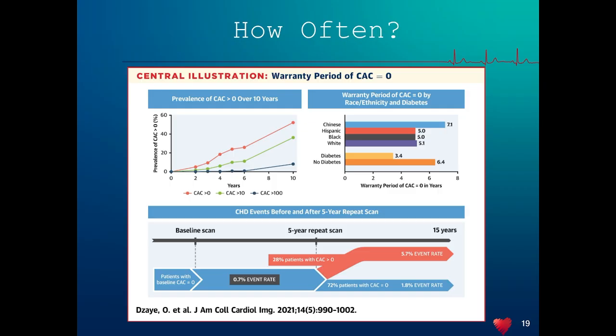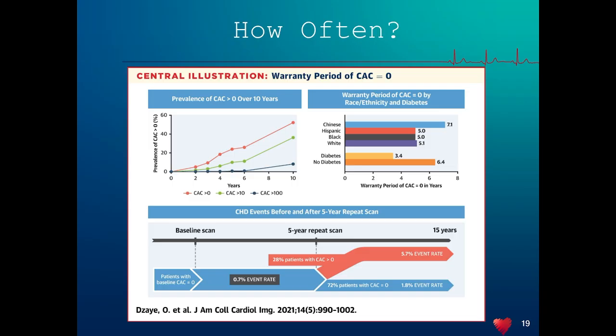This is mainly about whether we should repeat the test if someone's calcium score is 0. The answer is yes, but not too soon. We should probably wait about 5 years, and that's where we start to get benefit. From this graph, it's a very interesting way to put it, a warranty of a calcium score of 0. What it is saying is, at the 5-year mark, if someone had a calcium score of 0, their risk of having a calcium score of more than 100 is very, very low.